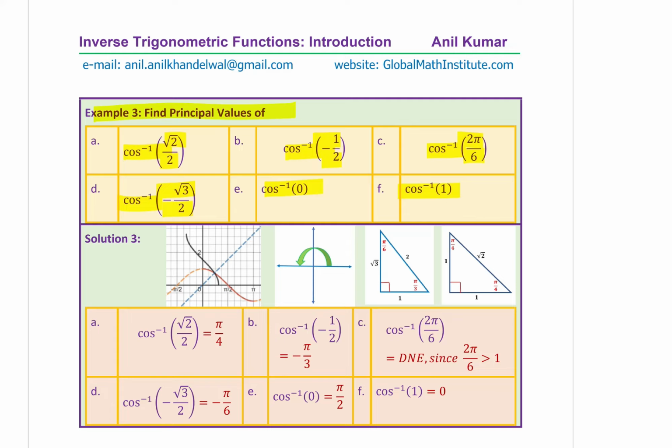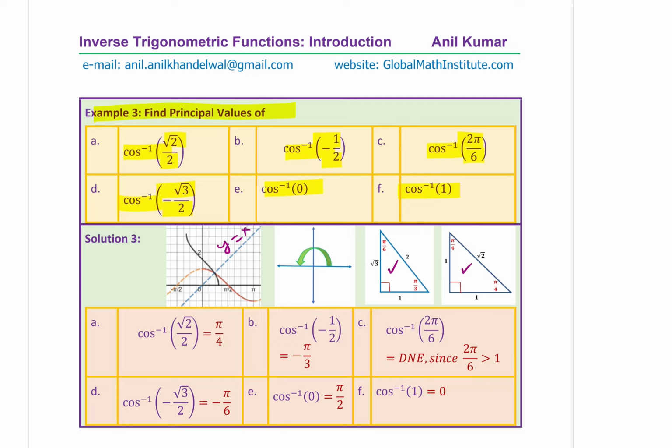Now, as we have explained earlier also, it is very important to sketch the special triangles with pi by 4 and with pi by 3, pi by 6, and pi by 2. These two special triangles easily give you most of the values which you can refer to and get the answer. Also, it is a good idea to have the graph of the inverse function in view as shown here.